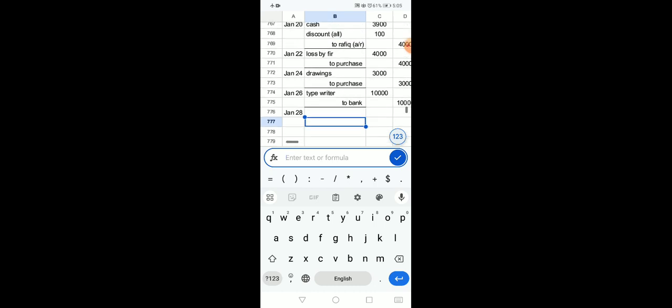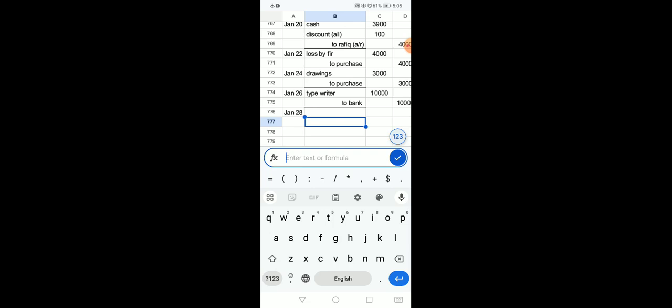This is your third case. Goods are going out, nothing is coming in. When goods are lost by fire, that means goods have been decreased, but you haven't received anything. Here, when the proprietor is taking goods, goods are decreasing, but you will not receive anything from your proprietor.